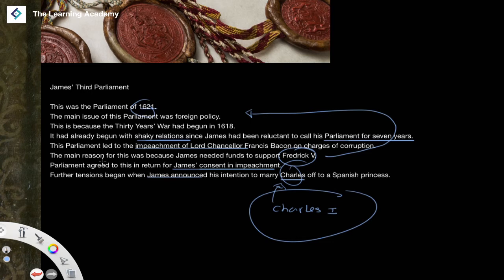It already began with a lot of tension because James had refused to call Parliament for 7 years, and ultimately Parliament only granted James what he wanted, which was financing the conflict of the 30 Years' War and to support Frederick V. He only got what he wanted in return for something Parliament wanted. And it shows a little bit of the growing powers of Parliament during this period. Parliament was slowly growing in its influence and authority.